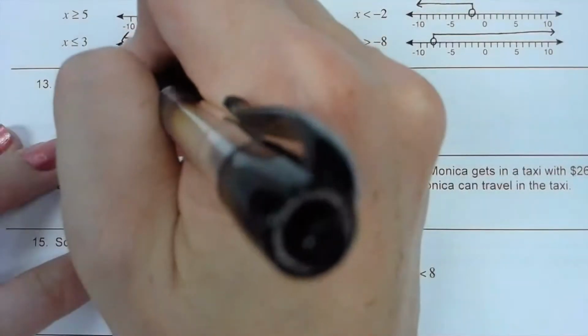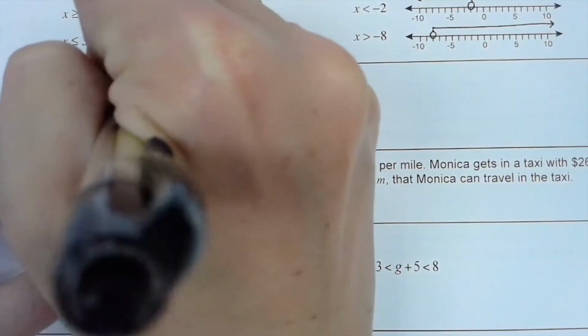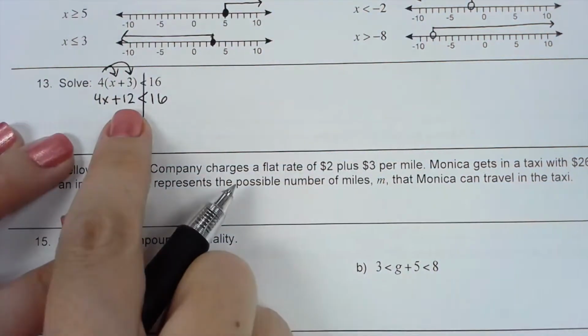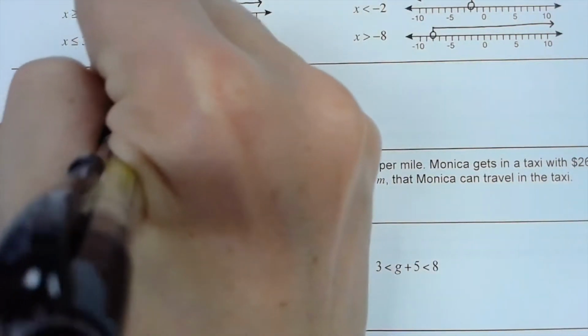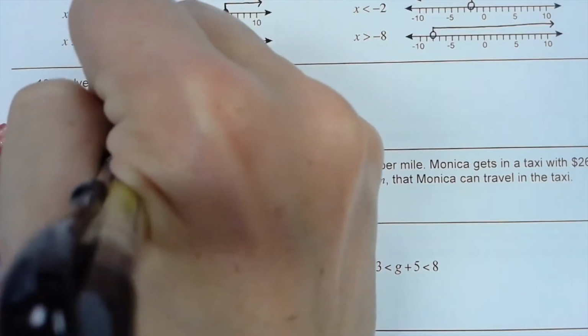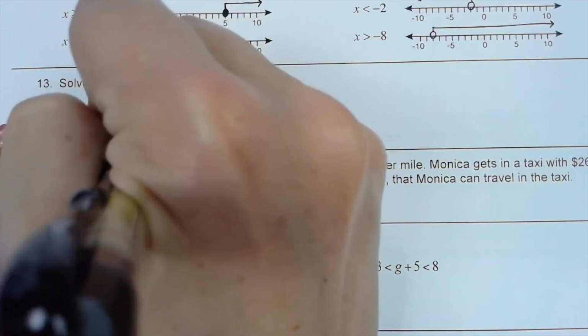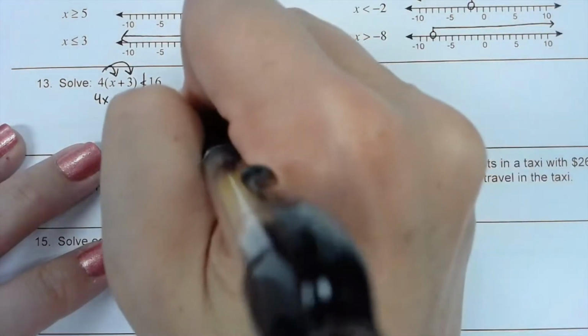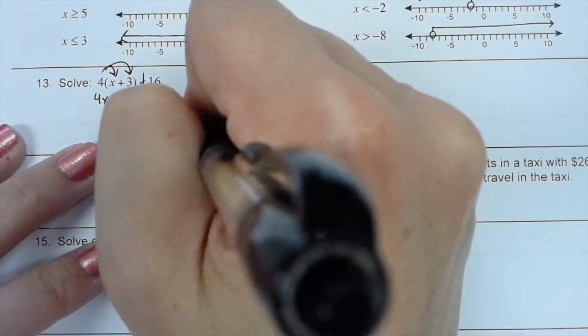Question 13 says to solve, so I'm going to treat this just like I would an equation. I'll do the distributive property on the left. So I'll multiply here and here, being careful to make sure I multiply the second part as well. 4x is less than 4, and then I'll finish by dividing both sides by 4. And so my answer for this one would be x is less than 1.